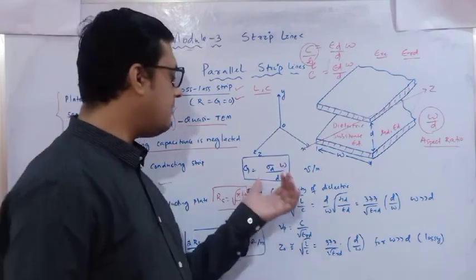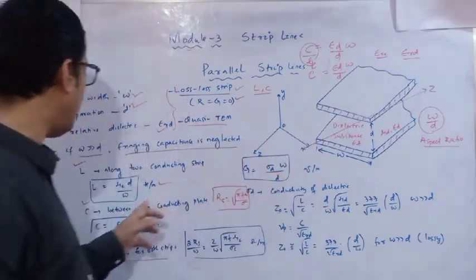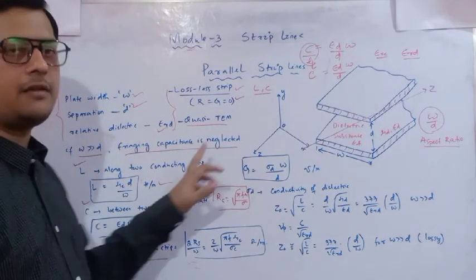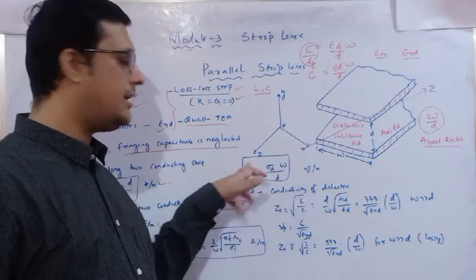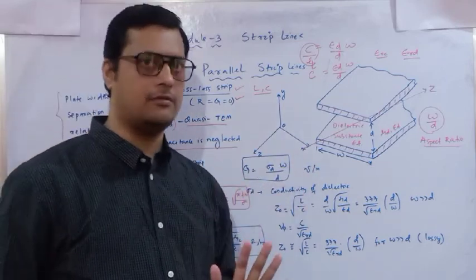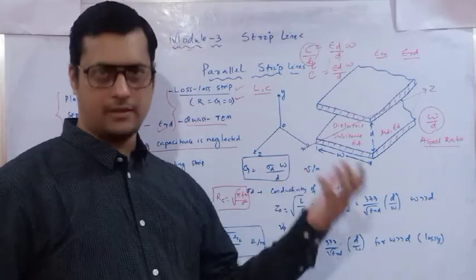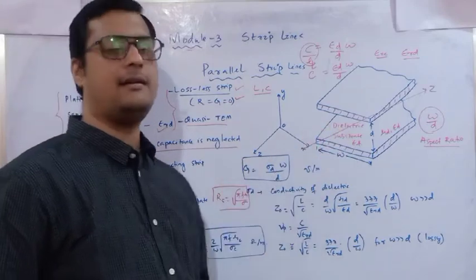Similarly, the lumped parameter, which is conductance G: in place of epsilon d, you need to substitute mu d, sigma d. So if it is sigma d into W by d, you will get your conductance value, conductance per unit length, in Siemens per meter, or mho per meter. So these are the RLGC parameters for the parallel line.